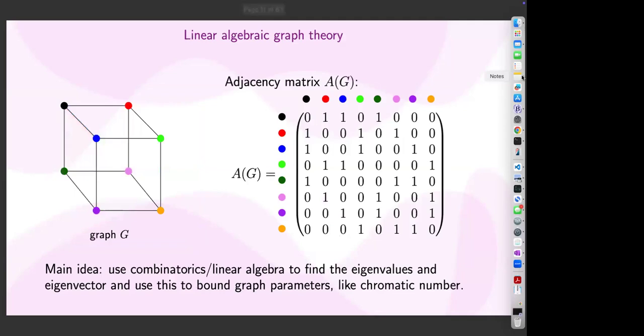Yeah, excellent. I see that you all like these matrices. Great. The main idea of this field is that you use a combination of combinatorics and linear algebra to find the eigenvalues and eigenvectors of whatever matrix is relevant to your problem, and you use this to bound graph parameters like chromatic number. A very typical question in the field is, suppose I don't give you the graph, I just tell you its eigenvalues. Can you tell me what graph it was?